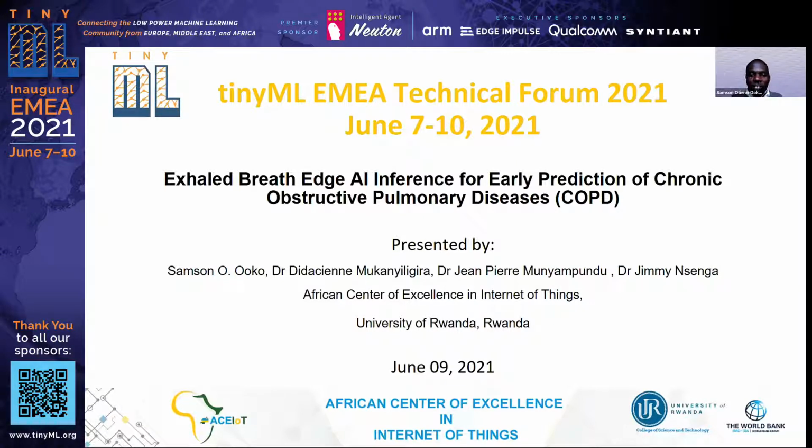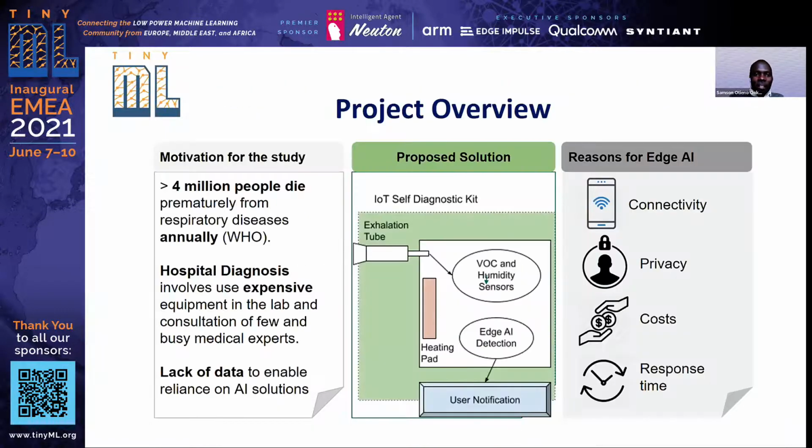I come from the University of Rwanda, African Center of Internet of Things, that was created as a World Bank project to train people on wireless sensor networks and embedded systems. For our research, we are trying to see how we can use TinyML to detect diseases. The motivation for this study is that over 4 million people die prematurely due to respiratory disease annually, according to the World Health Organization.